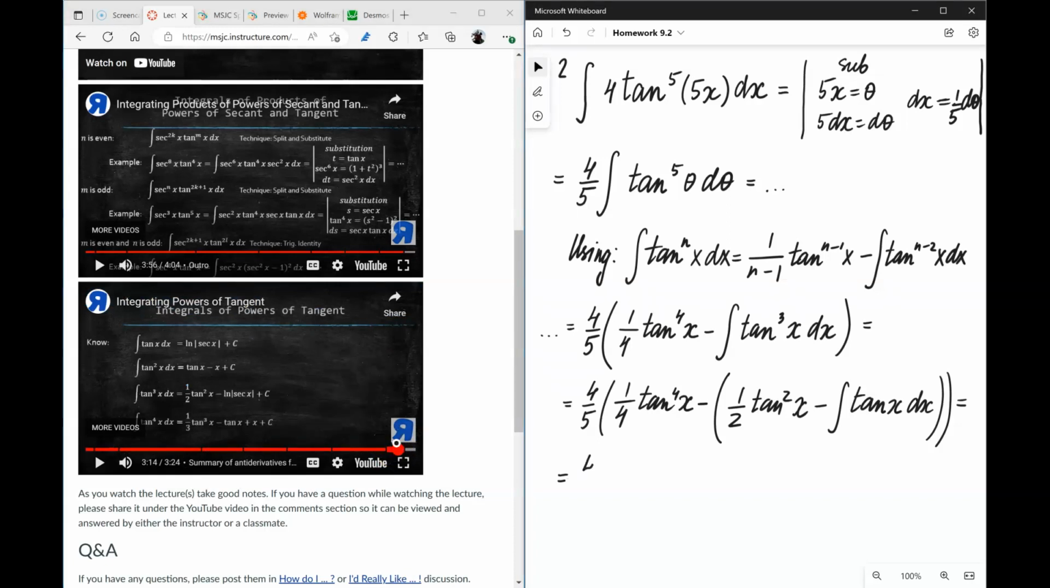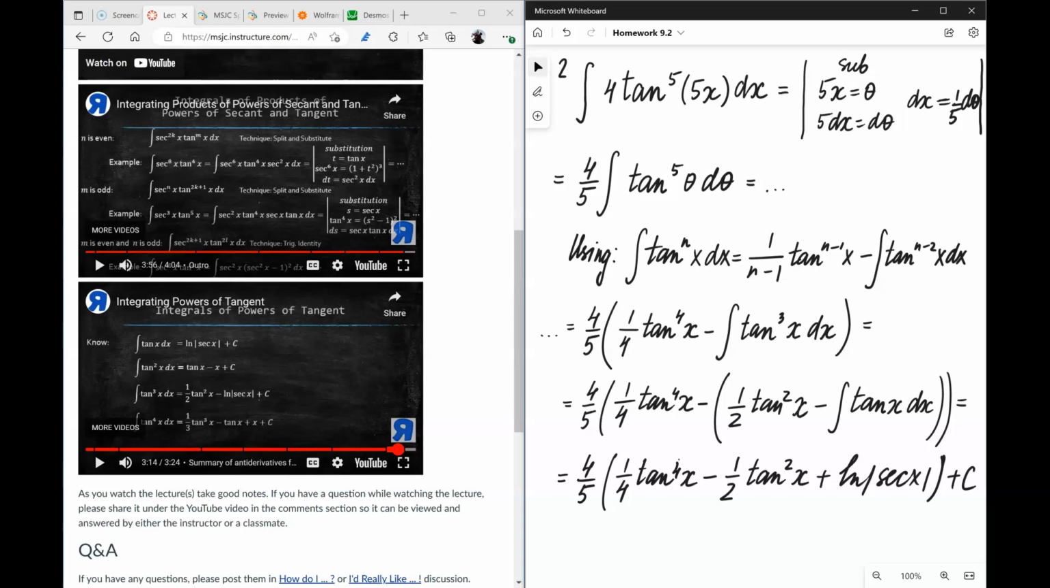So the final answer will be 4/5 times 1/4 tangent to the power 4 x minus 1/2. I'm just going to distribute some of the negatives to get rid of the parentheses. And now we're writing this integral of tangent x with the plus sign. And the integral of tangent x is ln of the absolute value of secant x. And that's the final answer.